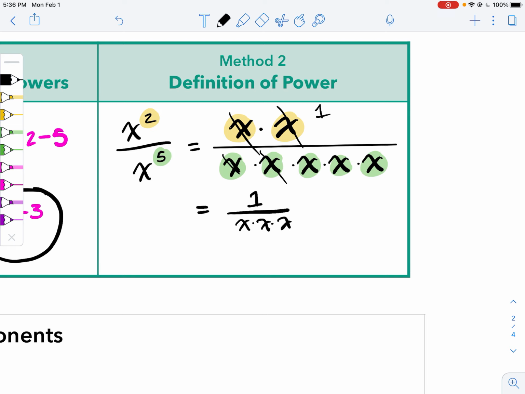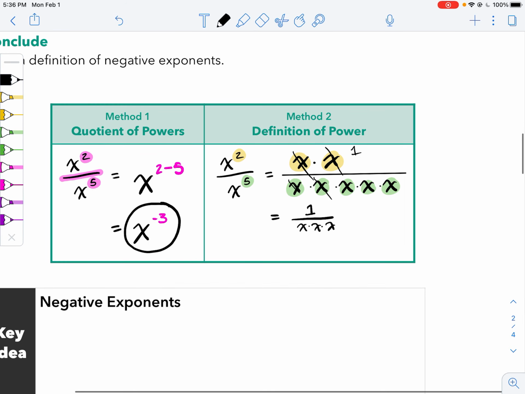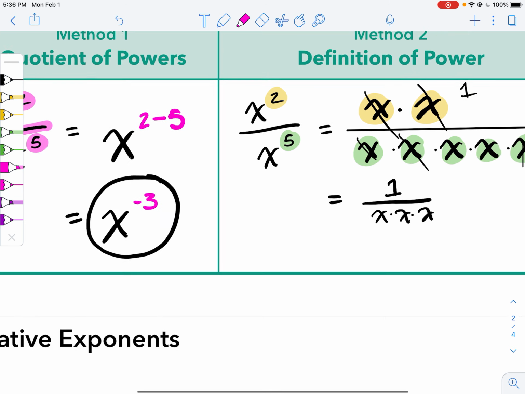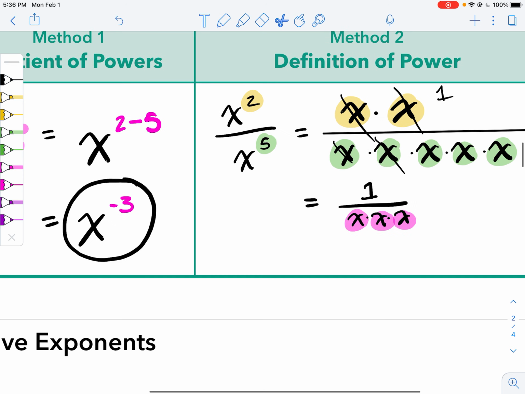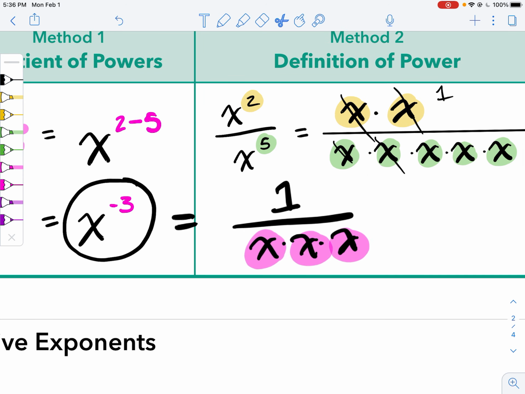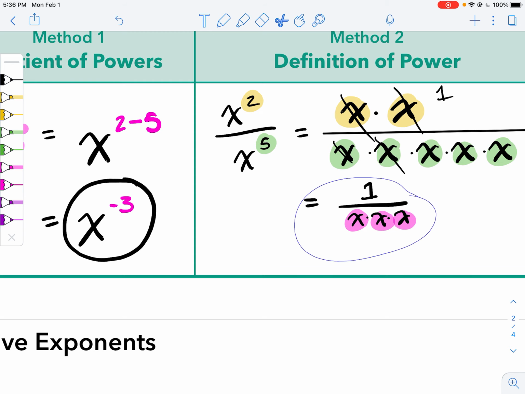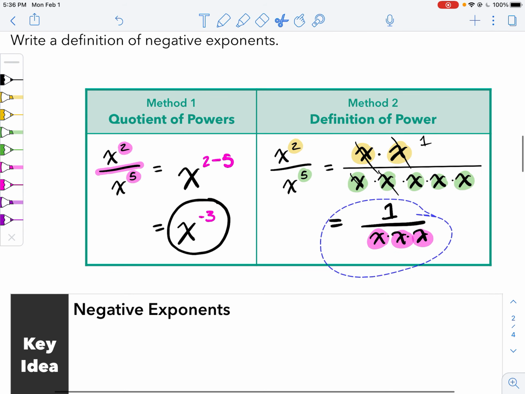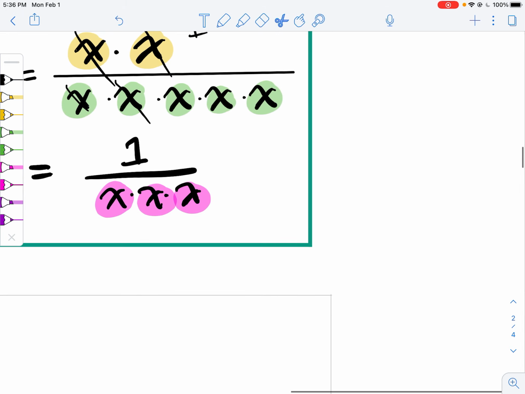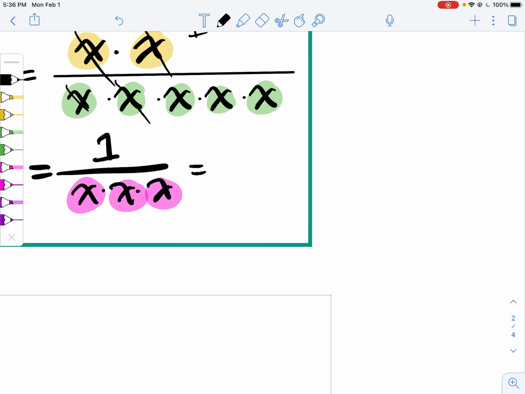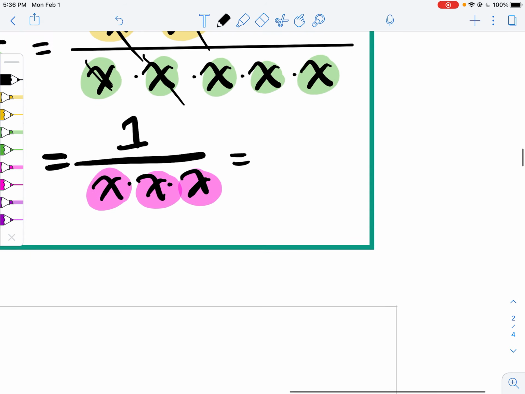Well, what is that the same thing as? We've got 1 over 1, 2, 3, so these two expressions must be equal, because each time we started out with x squared over x to the 5th. That's our rule. We can clean this up just a little bit. By using the definition of powers, when we have x times itself 3 times, that's x cubed.